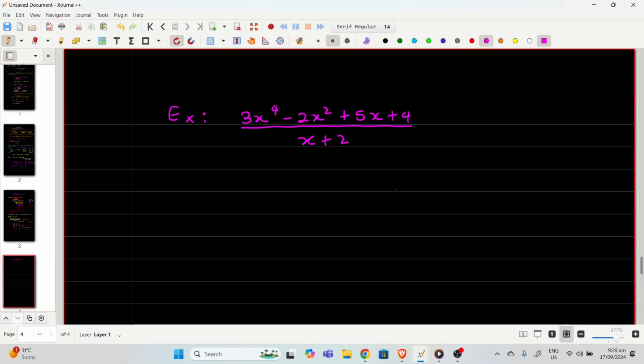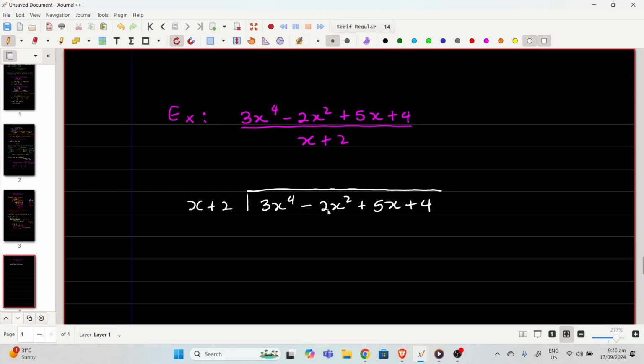Now I'm going to go a little bit faster here, but hopefully you'll keep up with my speaking so that you'll be able to follow along. Let's do the polynomial long division method. So let me first write the divisor here. Then I'm going to write the dividend, which is 3x to the 4th power minus 2x to the 2nd power plus 5x plus 4.